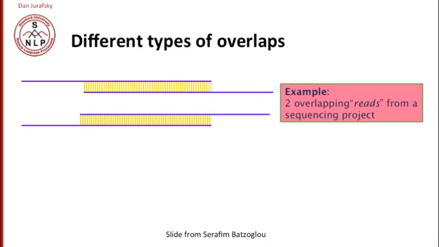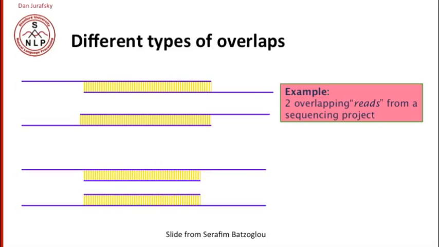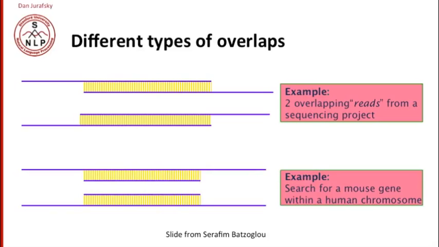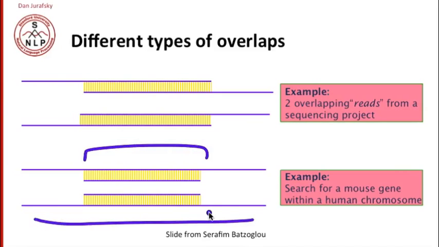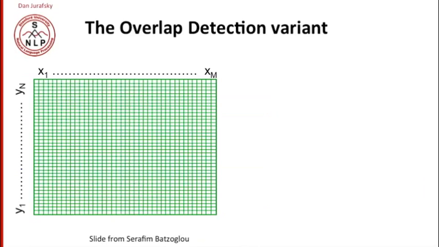In fact, there can be various different kinds of overlapping of this sort. This might happen when we're doing sequencing and we have overlapping reads, or it might be that we're looking for a piece of a gene inside another piece, and so we have a subset piece inside a larger piece. So the variant of the dynamic programming algorithm that we use for overlap detection, we'll just make a few small changes in the algorithm.